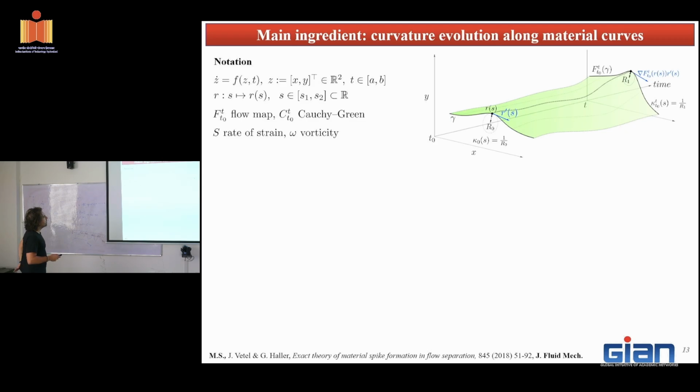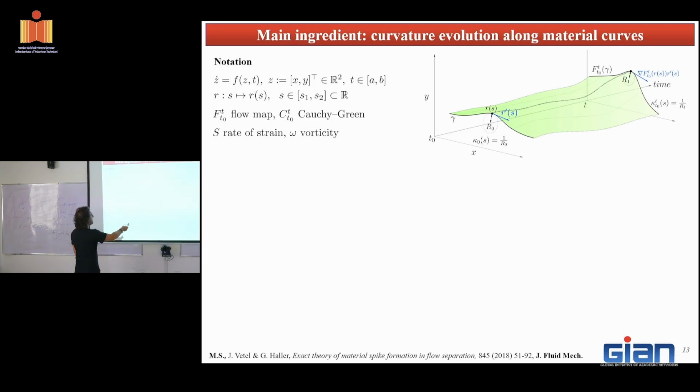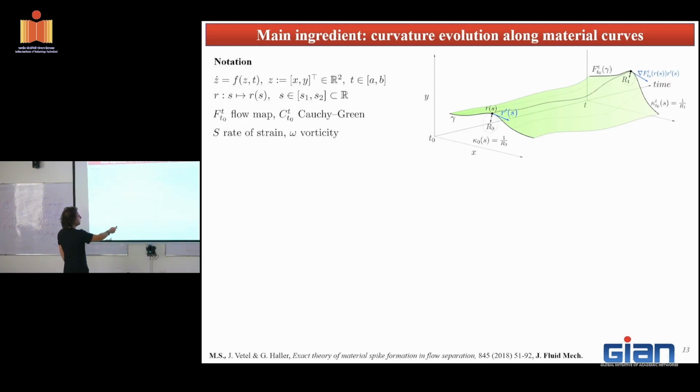So okay, now what I have to do, I have a velocity field. This is basically x and y. So this is basically the fluid domain. That's time. We already used this extended phase space several times. And now I said, okay, I'm going to have a curve. I call it r. Sorry, r prime is the tangent. And now the important thing is that I was not able to just use the flow map and the Cauchy-Green, but I had to go to higher order derivatives because folding is not included in first order derivatives.